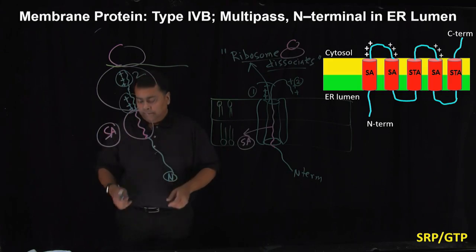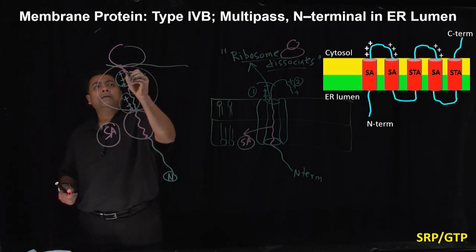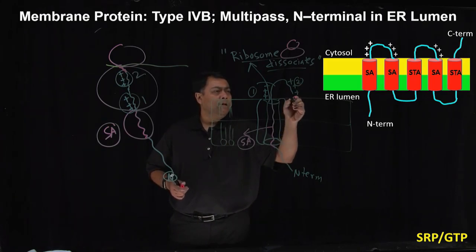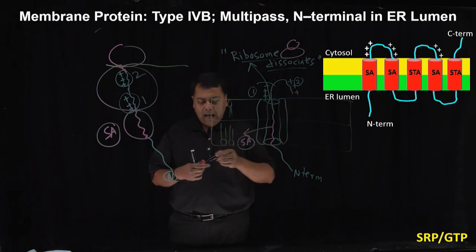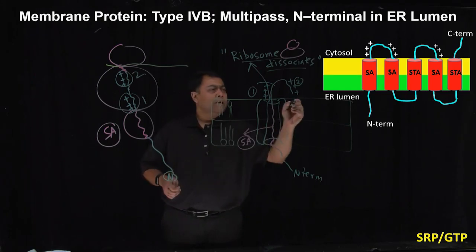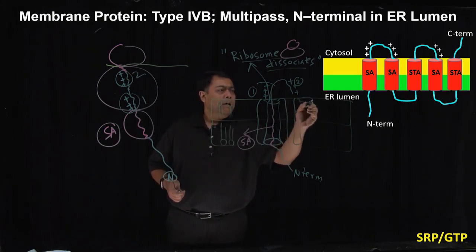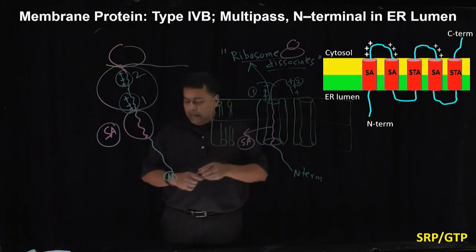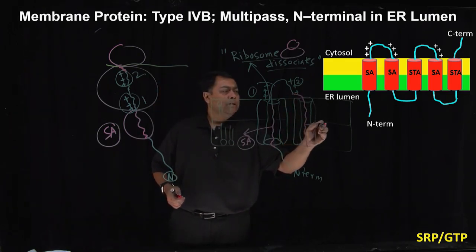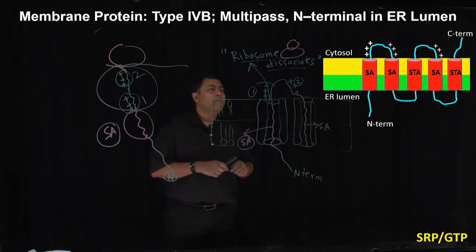Now, after this, you will have another signal that will come out. So you will have another hydrophobic signal that will come out. That hydrophobic signal is again going to be another signal anchor sequence. The reason for that is you are going to use another translocon right here and put this in here, which is the signal anchor sequence. And why is this so, and why is this not the same case in the type 4A?